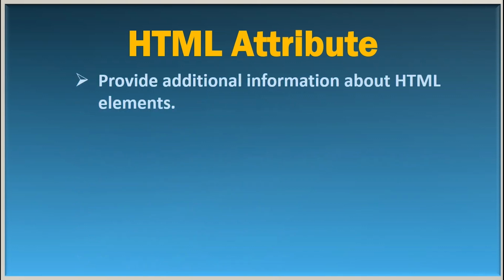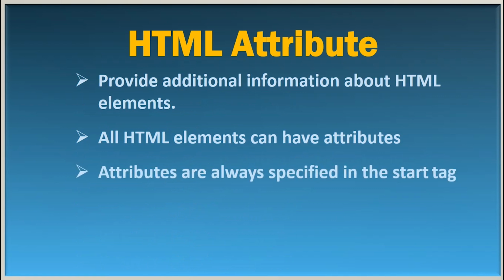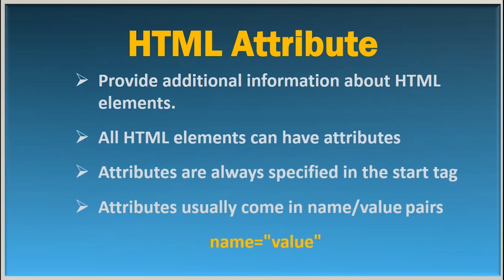HTML attributes provide additional information about HTML elements. All HTML elements can have attributes. Attributes are always specified in the starting tag. Attributes usually come in name and value pairs, name of the attribute and its value.